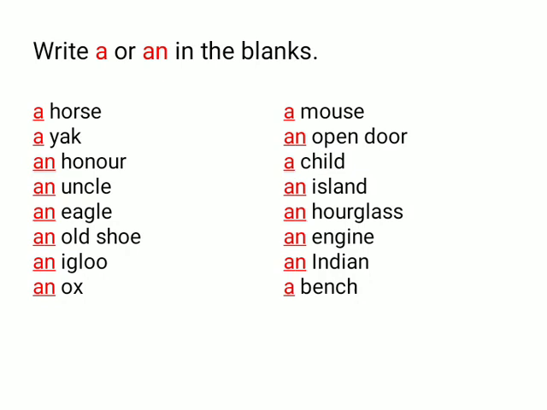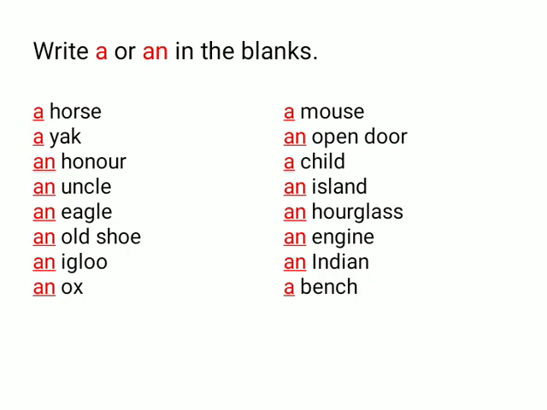Now see the third one. Dash honor. An honor. Here the first letter of the word honor is H, and H is silent here. So we use the article an before the singular word, that is an honor. Fourth one, dash uncle. Now what will come in this blank? An uncle. Here the first letter of the word uncle is U, and U is a vowel. So we use the article an before the singular word, that is an uncle.